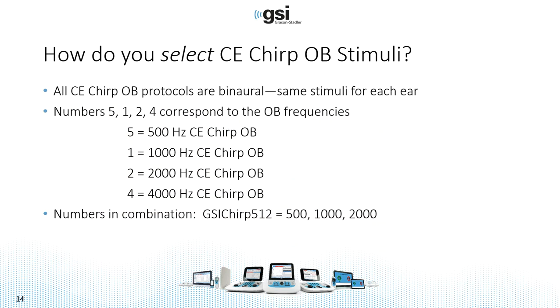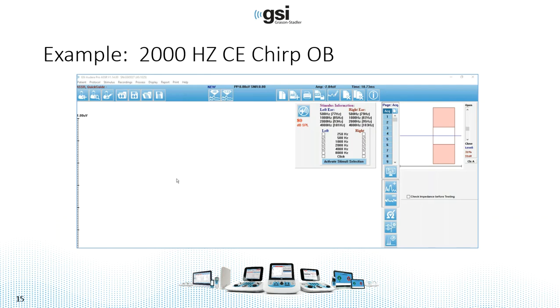The number that you see in the protocol name corresponds to the octave band frequency. So the number 5 corresponds to 500 hertz, 1, 1000 hertz, etc. If you see numbers in combination, GSI Chirp 512, that indicates that the test stimuli that will be presented to the patient are 500, 1000, and 2000 hertz CE Chirp octave bands. So let me show you how that works.